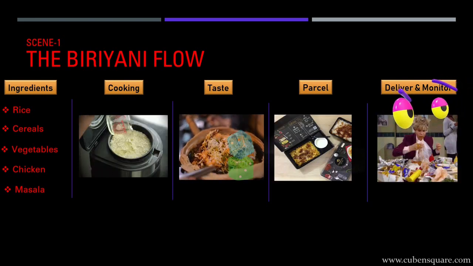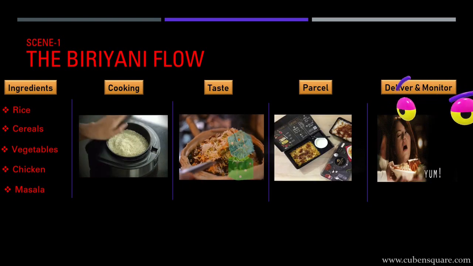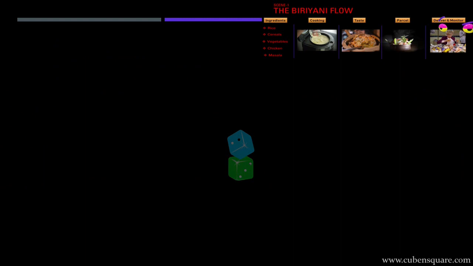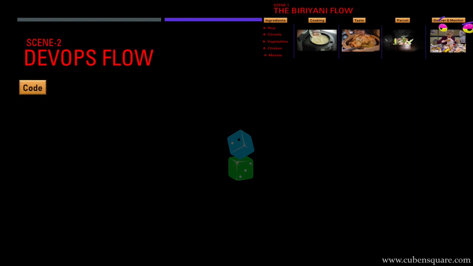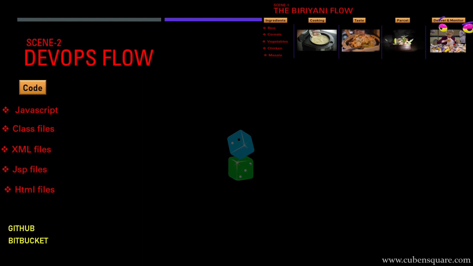Now, let's compare this with the DevOps flow. Here, as an application owner, I am requesting the developer to build a website. So to start with, the developer develops the code. Here I've taken the example with Java. So we have the JavaScript, class files, XML files, JSP files, and HTML files. After developing the code, it is committed in the source code management tools like GitHub, GitLab, or Bitbucket.